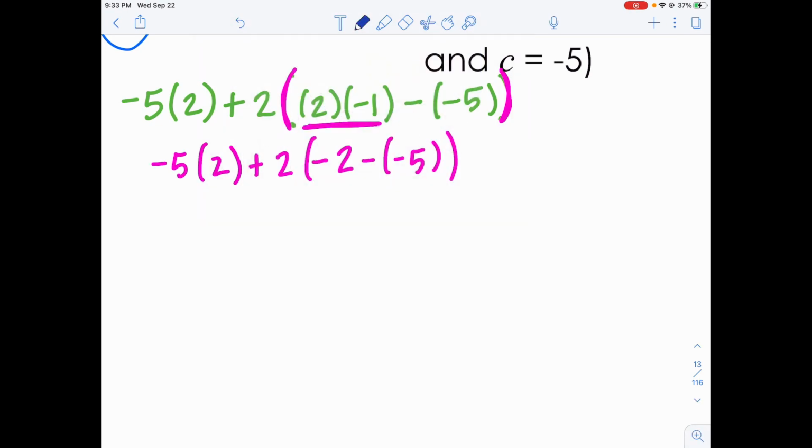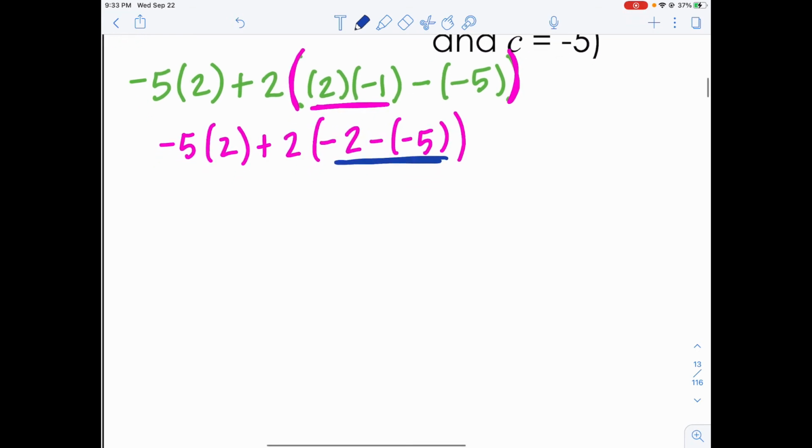Continuing to simplify in the parentheses, I now need to do this subtraction. This is negative 2 minus a negative 5. Remember, we do not subtract integers. We change it to adding the opposite. So this is a negative 2 plus 5. A negative 2 plus a positive 5 is 3. And bring down everything that we haven't used yet.